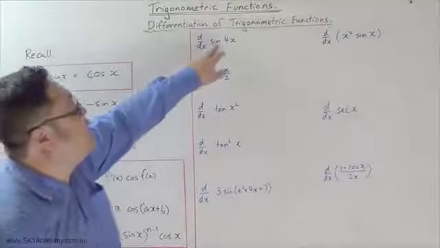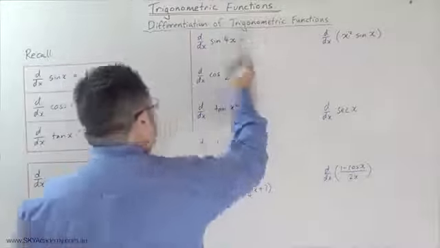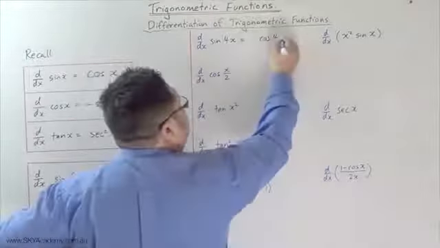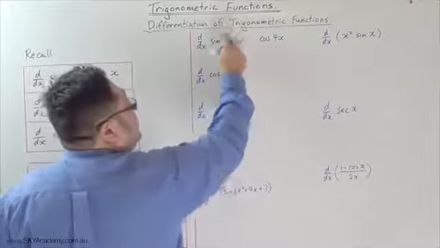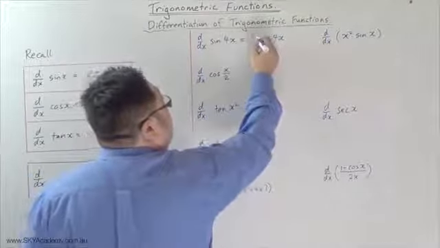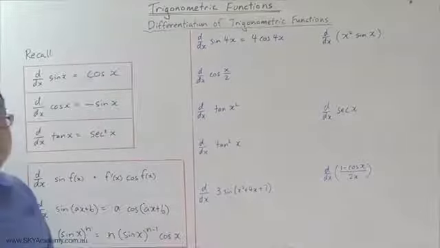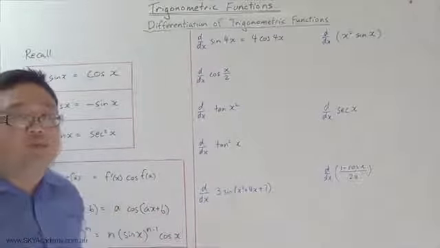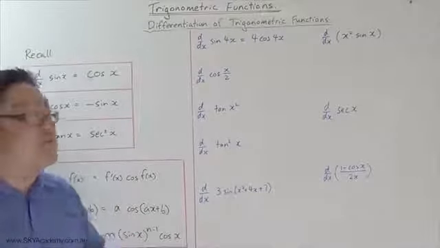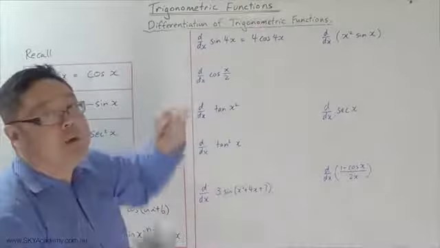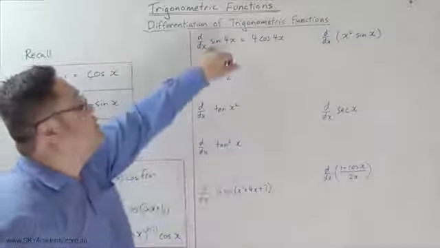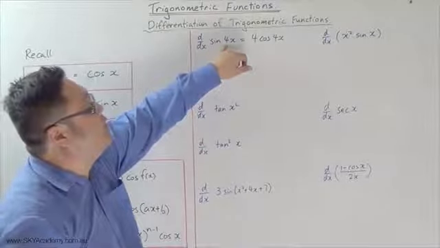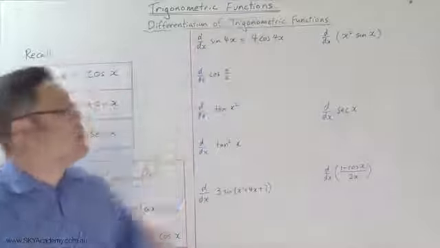The differential of sine 4x would be, using this one here, the differential of sine is cosine 4x. But the differential of the inside, 4x, is 4, which you need to multiply out the front, because that's what the chain rule asks you to do. The chain rule, or the function of a function rule, gets you to multiply the differential of the outside function, sine x, by the differential of the inside function, 4x, which is 4. So you need to times that.